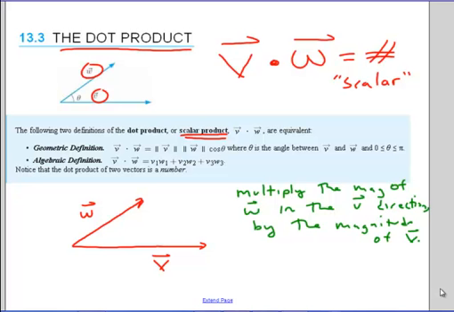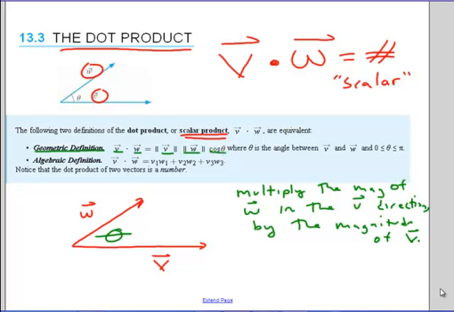For now, we're just looking at a process. This is used all of the time in physics and other sciences, but primarily physics uses the dot product all of the time. There are two different definitions that we're going to be using. The geometric definition says that given v and w and some angle theta between them, the dot product is the magnitude of v times the magnitude of w times cos of theta.